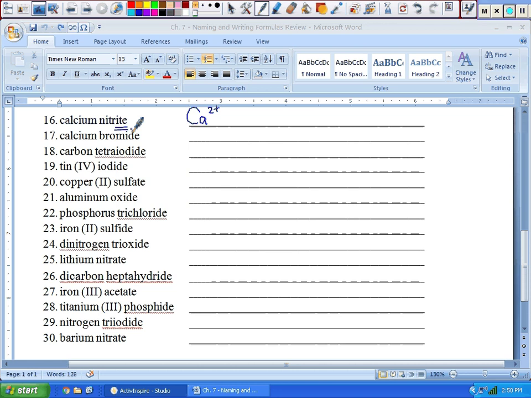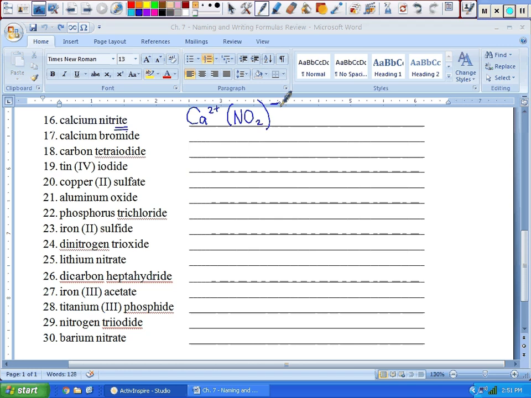Now, what do we put polyatomics in? Parentheses. Now, and I noticed a lot of you doing this. Does the whole entire polyatomic go in it? No. Something goes outside of it. What goes out? The charge. Now, what is nitrite? NO2. And the charge is 1 negative.